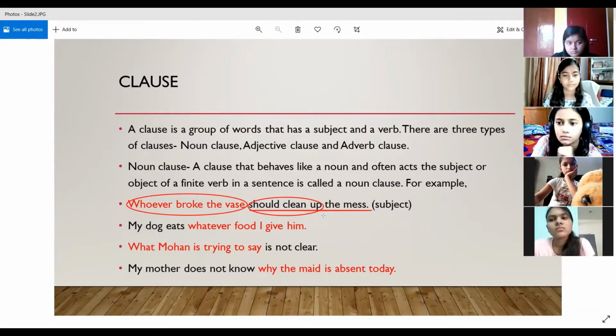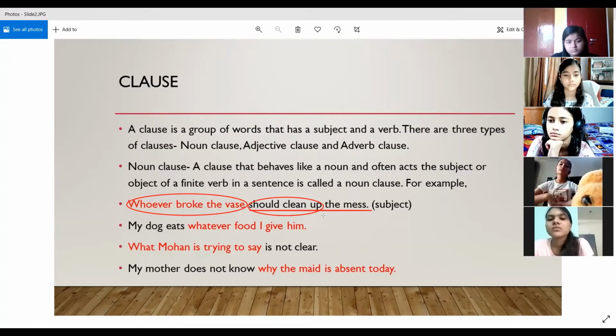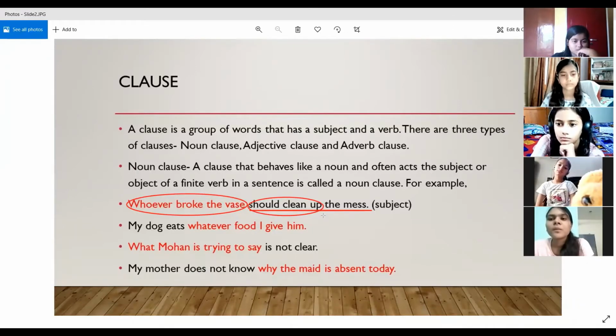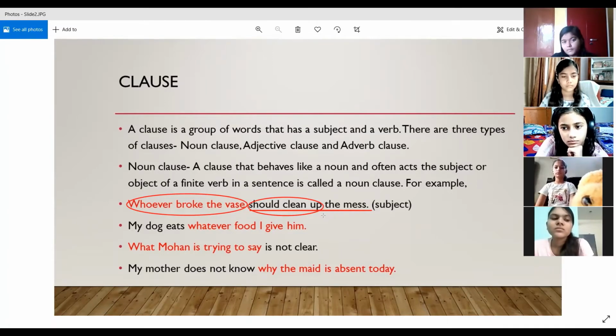First of all, if you take the whole sentence, then my dog is the subject. Then eats is the main verb in the sentence. After that, whatever food I give him you can say is the predicate, or you can say the object, right? The clause present in it, whatever food I give him, is playing the role of the object in the main sentence. In the first sentence, I have written subject in the bracket also. There the clause was playing the role of a subject. In the second sentence, it is playing the role of an object in the main sentence.